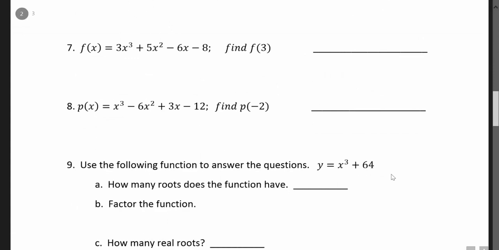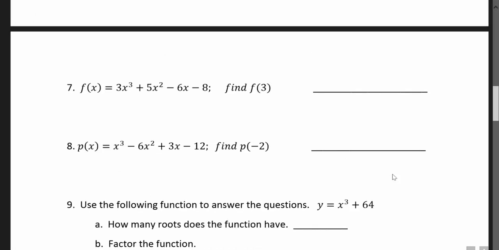All right, now I'm going to go on to the next set of problems, 7 and 8. Find f of 3 and find p of negative 2. There are two ways that you can do this. You can take 3 and plug it in for x, and then use a calculator, but all that work is too much. We now know synthetic division, and we can use the remainder theorem.